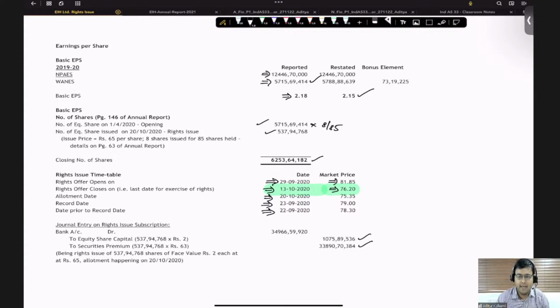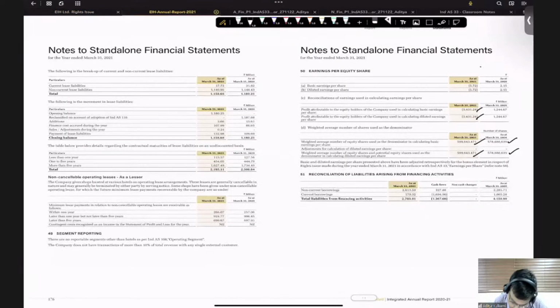Okay, so basic EPS for 2019-20, the rights issue happened in 2020-21. So they came out with a rights issue in 2020-21. 2019-20, the reported EPS was this figure. 124.46 crores divided by 57 crores 15 lakhs. So the reported basic EPS was 2.18, which you can have a look.